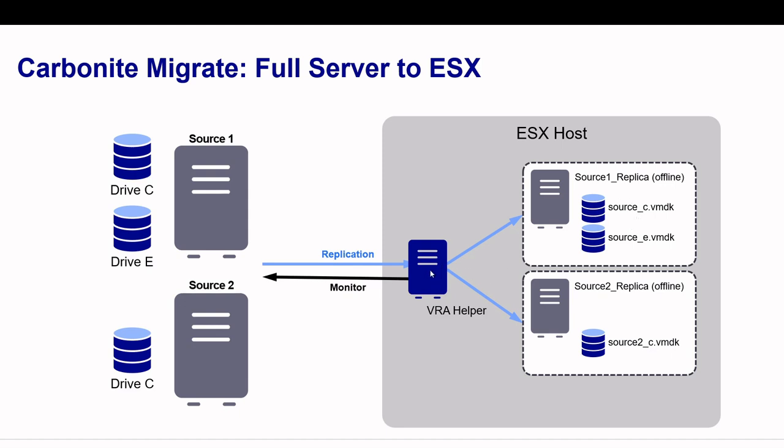so we can temporarily mount them to this Virtual Recovery Appliance, and then we replicate in real time at byte level while everybody's still online on the production server from the C drive on source 1 to a mount point on the Virtual Recovery Appliance that then pushes data into the corresponding VMDK at the target side. Same for the E drive and the C drive from the other server.